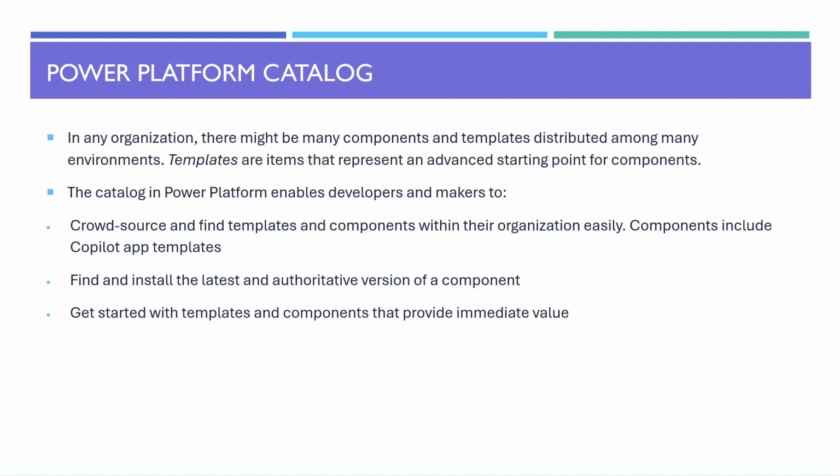Before that, I just want to go through a few concepts. One is the Power Platform catalog. In any organization, there are many templates or components which are reusable, and you can use them across environments. Templates are items that represent an advanced starting point for the component, so you don't have to build from scratch. In this case, the component I am referring to is the Copilot app template. This helps you to build a Copilot from a reusable template.